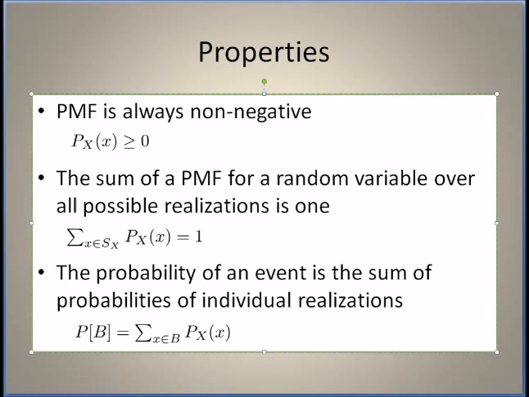And the final property is that the probability of an event is equal to the sum of the probability mass function of the individual realizations of the random variable defining that event. That is, for example, an event B defines a subset of the sample space. The probability of event B is equal to the sum of the probability mass function of the random variable whose range corresponds to the event B. So let us look at some examples illustrating these 3 properties.